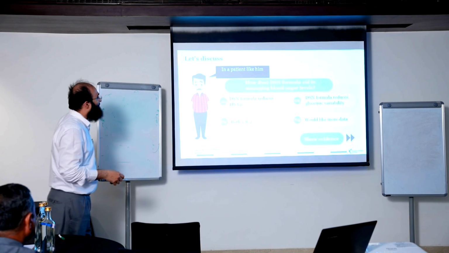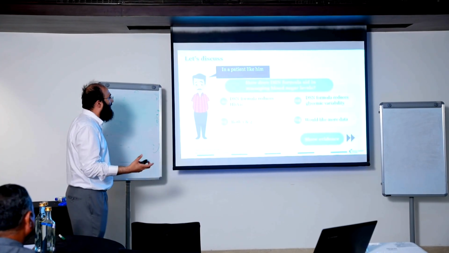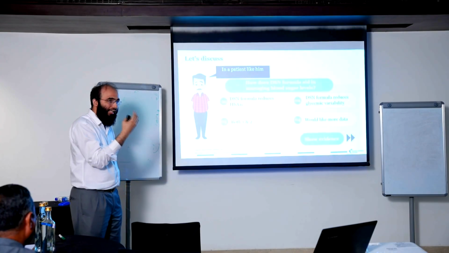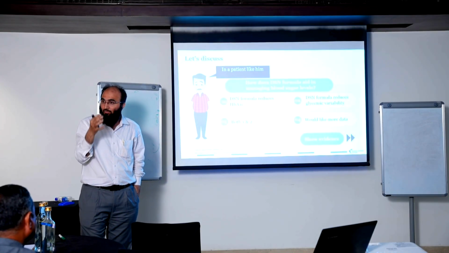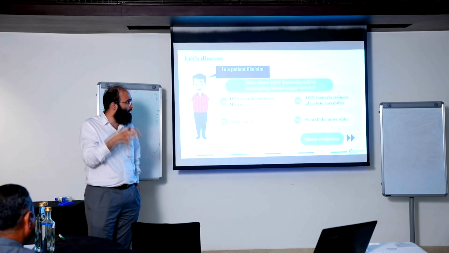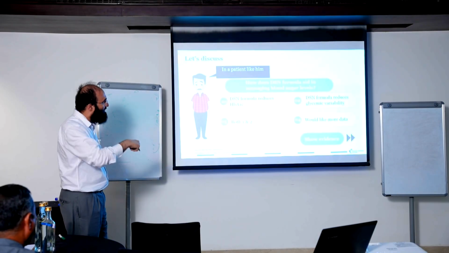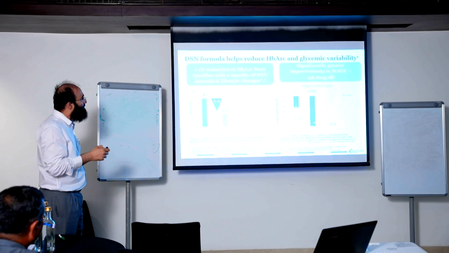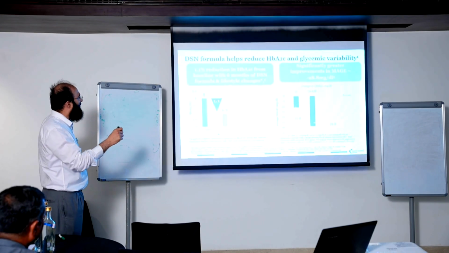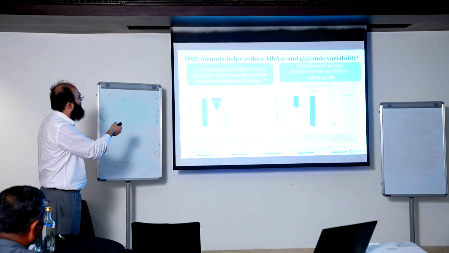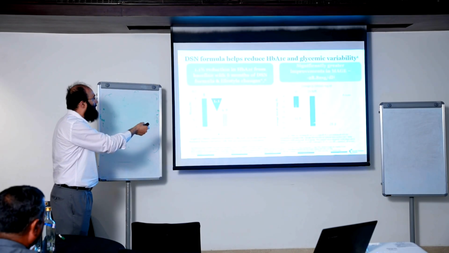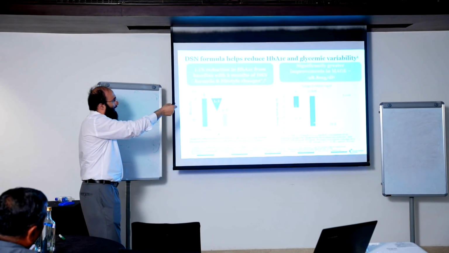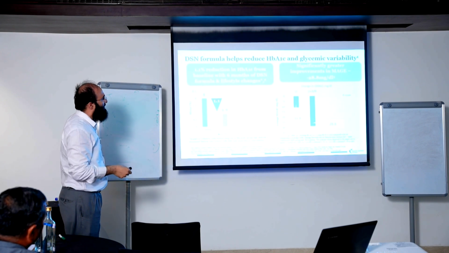Now, in a patient like him, how does DSN formula aid in managing blood sugar levels? DSN reduces HbA1c. It is 8.1, and we said proper DSN can give a 1.1% HbA1c reduction. DSN formula also reduces glycemic variability. If you want more data, here it is. DSN formula helps reduce HbA1c and glycemic variabilities: a 1.1 reduction in HbA1c from baseline within 6 months of DSN formula and lifestyle changes, and significantly greater improvements in MAGE, around 28.8 mg per deciliter.